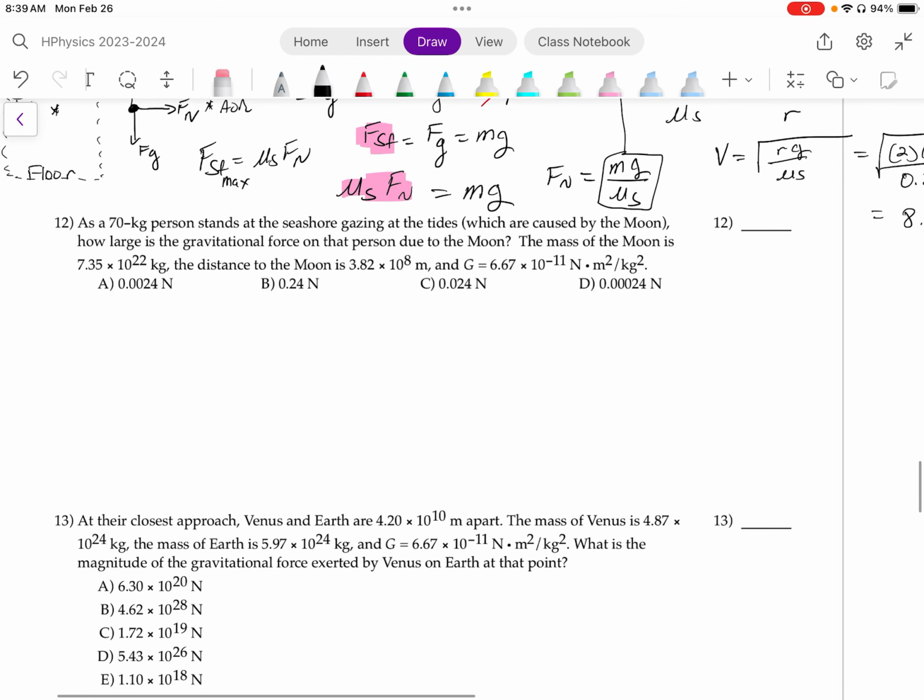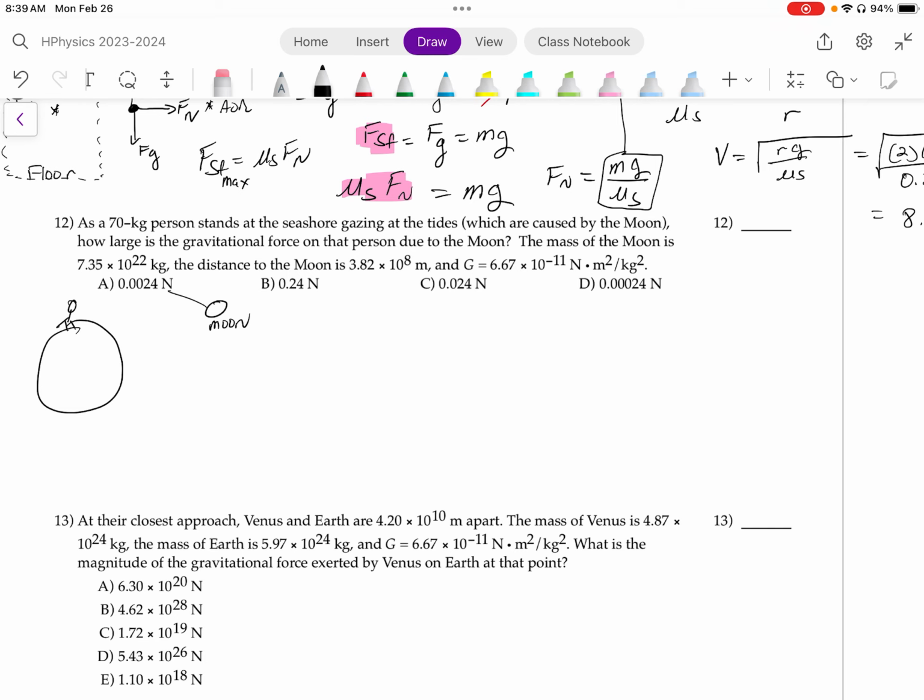Okay, a couple more and then we're done. I have a 70-kilogram person that stands at a seashore gazing at the tides, which are caused by the moon. How large is the gravitational force on that person due to the moon? So she's standing on Earth. Here she's at, and here is our moon.